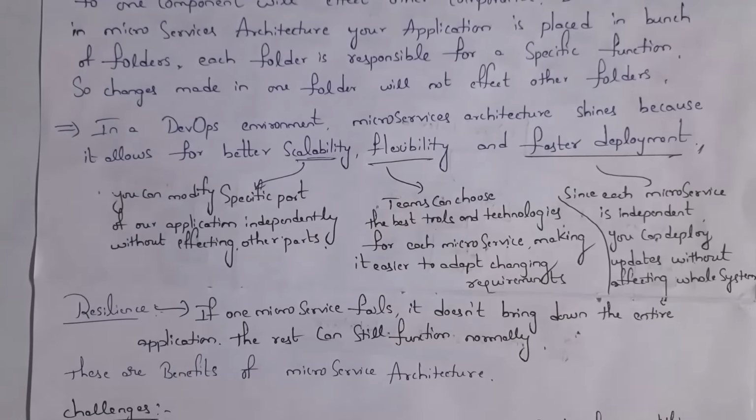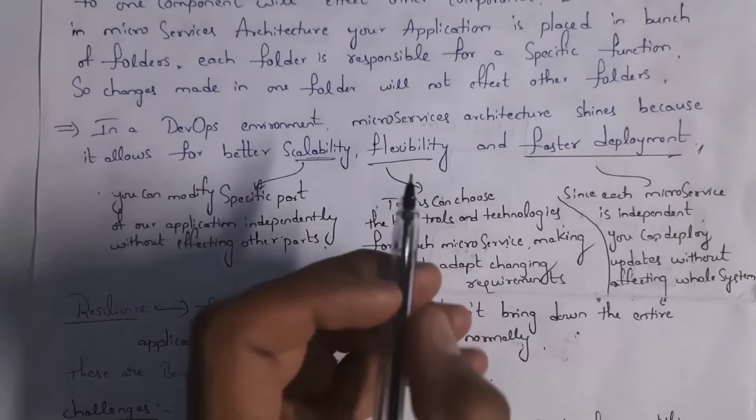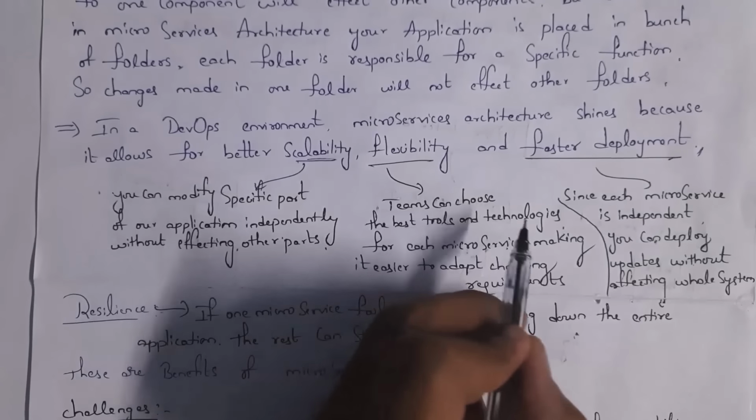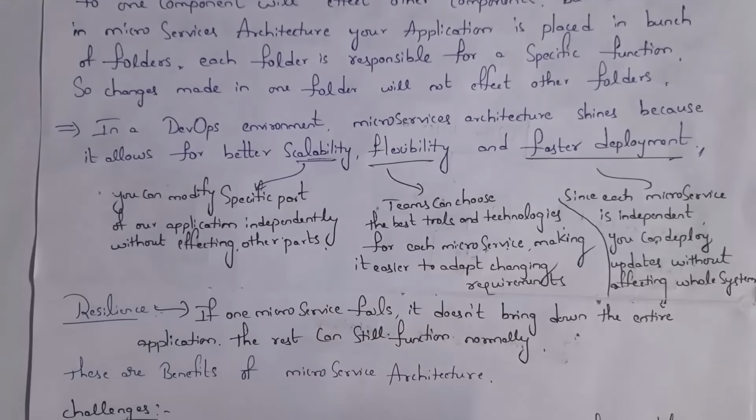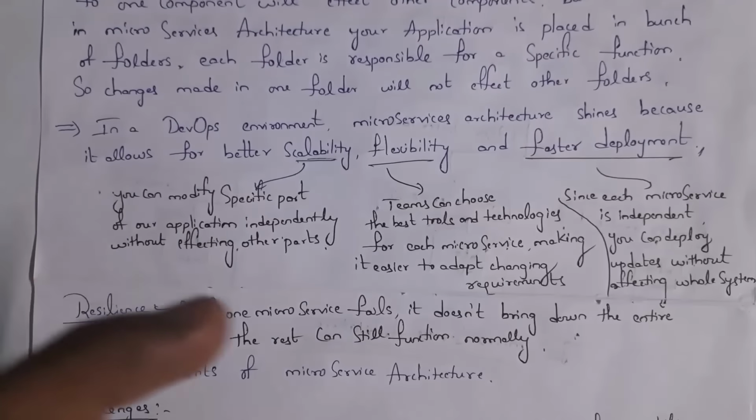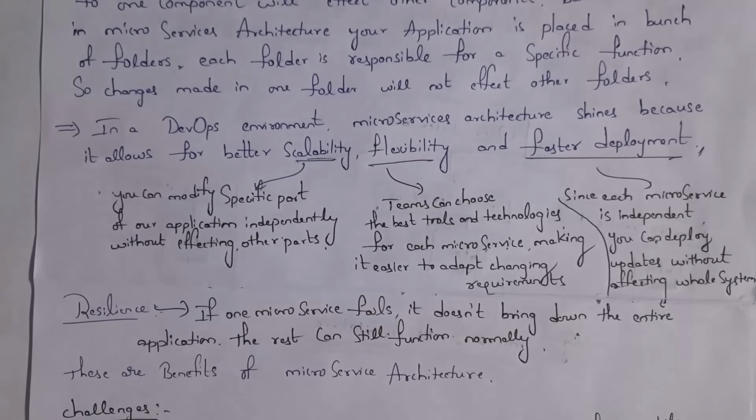Similarly, next one is flexibility. Flexibility is nothing but teams can choose the best tools and technologies for each microservice, making it easy to adapt to changing requirements. Based on user requirements, developers can update code which is present in various folders and they can easily update a specific part of code because changes made in one part will not affect other parts. So they can easily modify the application based on requirements.